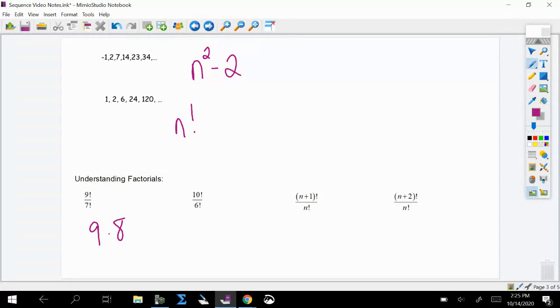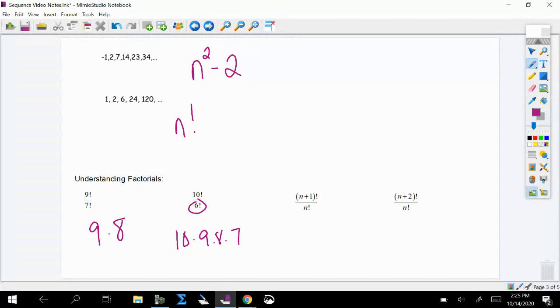Same idea with this next one. 10 factorial, the 10, the 9, the 8, and the 7 would still be part of your answer, but everything from 6 multiplied down to 1 would cancel with the 6 in the bottom. So we end up with 10 times 9 times 8 times 7 for that one. And I'm not even going to bother multiplying it together. I care more that you understand why it simplifies.